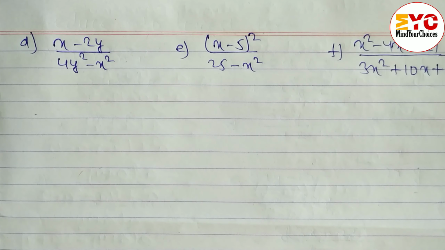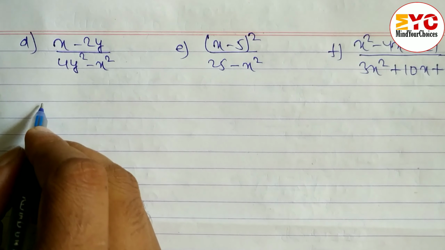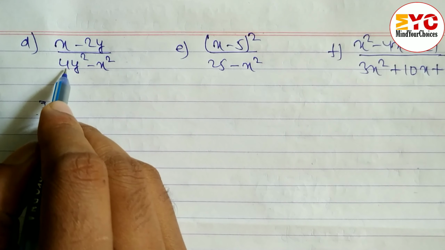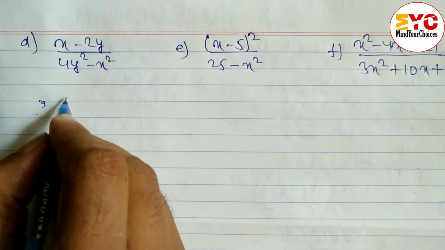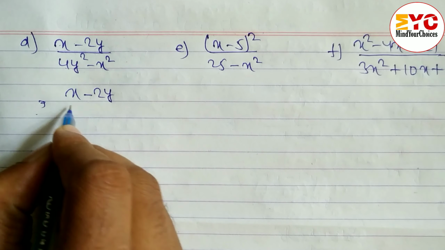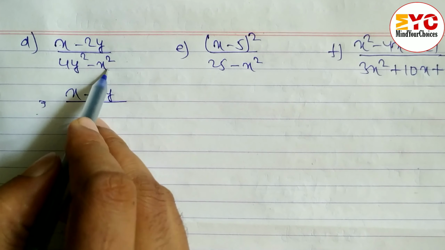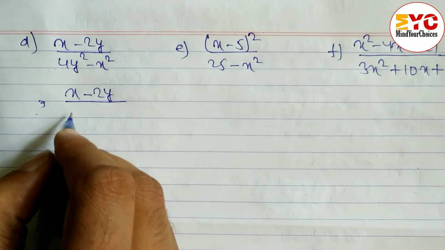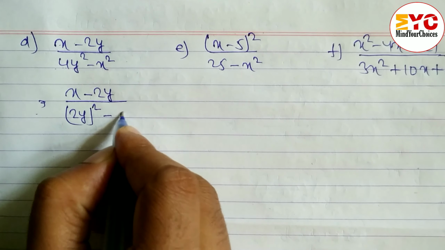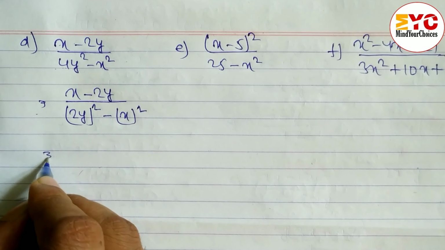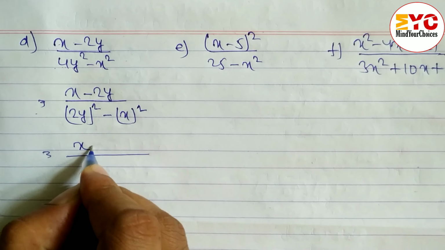Now look at the next. You can see here (x minus 2y) by (4y square minus x square). Here we cannot take any common, so we can write the numerator the same. And the denominator we can convert in the form of a square minus b square. So we can write (2y) whole square minus x whole square. Now write the same 2y.